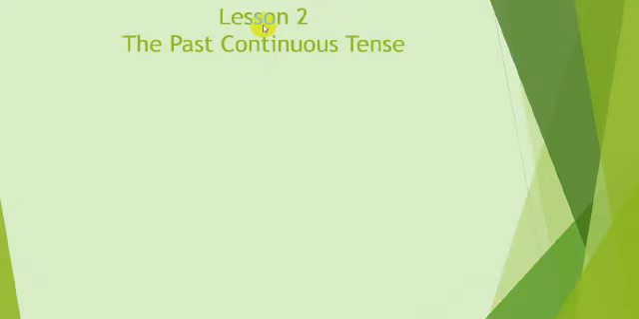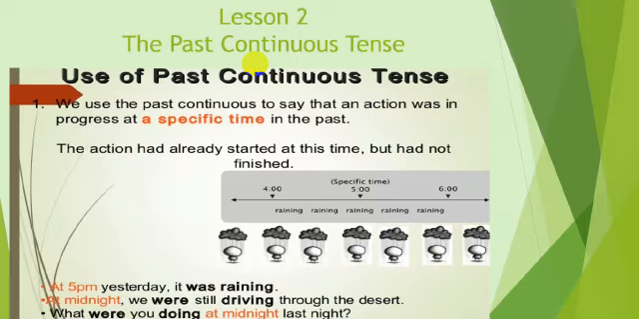Lesson 2. The grammar in Lesson 2, Chapter 6 speaks about the past continuous tense. Let us check the uses of the past continuous tense put together. Are you ready? First use is we use the past continuous tense to say that an action was in progress at a specific time in the past. So the action had already started at this time but not finished.